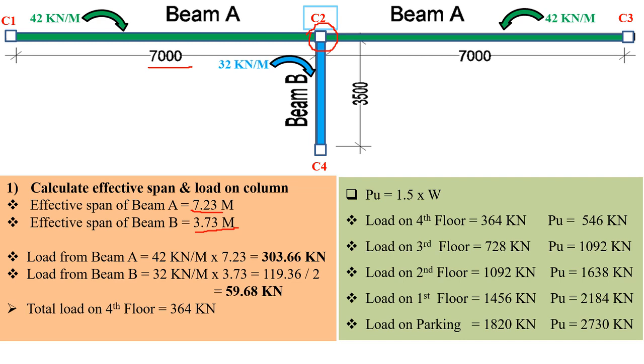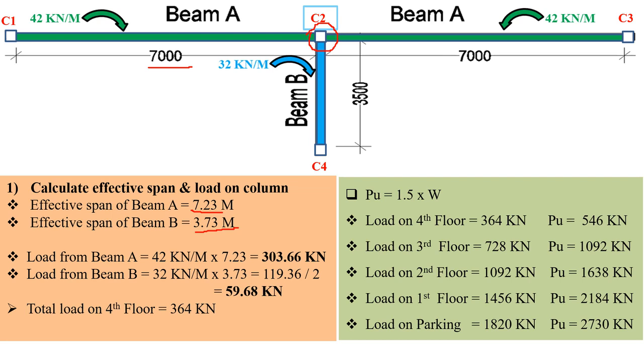Similarly, on the right hand side of beam A, again I have two columns, C3 and C2. The whole load from beam A will be divided into two parts. So I get a half load of beam A from the right hand side, and a half load of beam A from the left hand side. When I combine both halves, I get the complete load of beam A. So the load from beam A is 42 kilonewton per meter, and the effective span is 7.23. So I am getting 303.66 kilonewton.